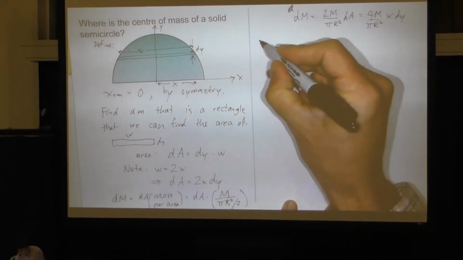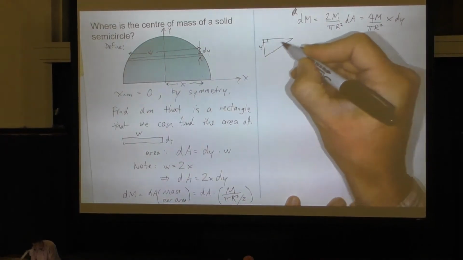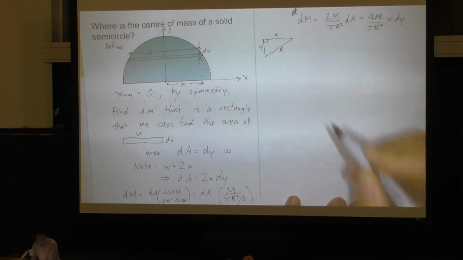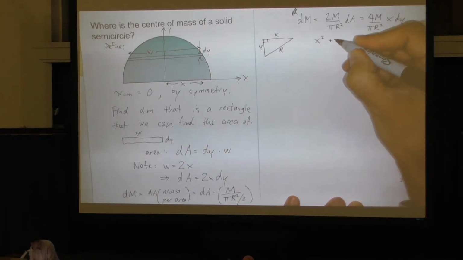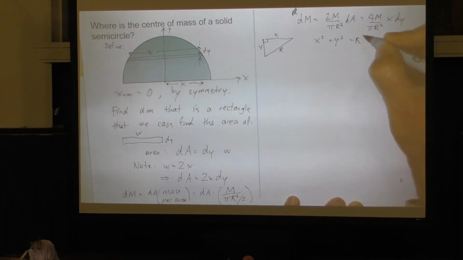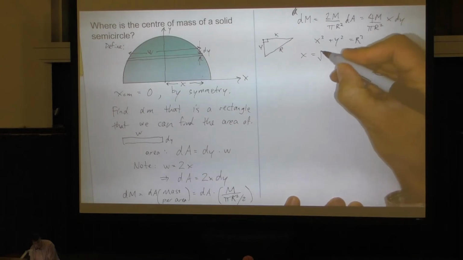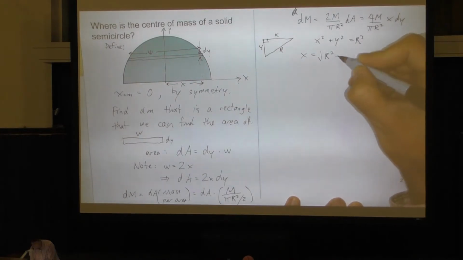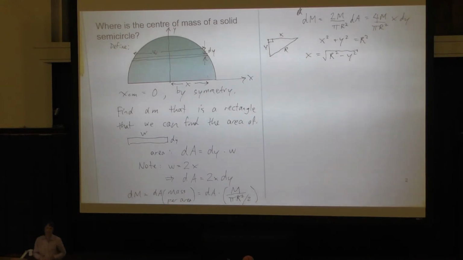And now we can use a little right triangle where this is y, this is x, and this is r, the radius of that circle. And so x squared plus y squared equals r squared. So we can solve for x as a function of y. It's going to be the square root of r squared minus y squared. So unfortunately, this is not looking like it's going to be a polynomial, but it's okay, we'll use an integral table.